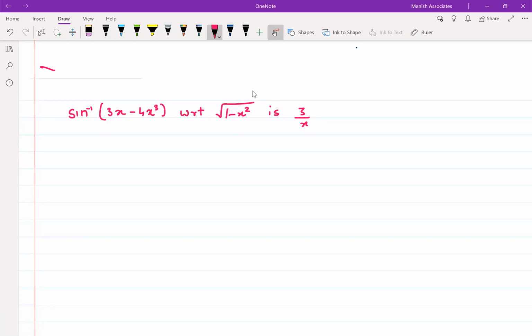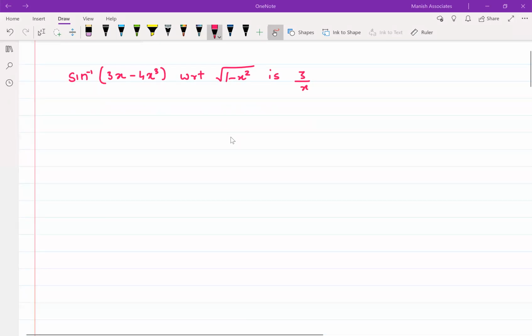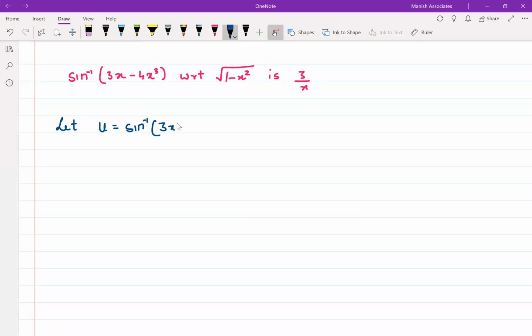Now please keep your pens down and look at the screen carefully. What they have told in this problem is I am supposed to show the derivative of the first function with respect to the second function. For convenience, I'll let the first function be called u. So u will be equal to sine inverse of 3x minus 4x cube. Clear?